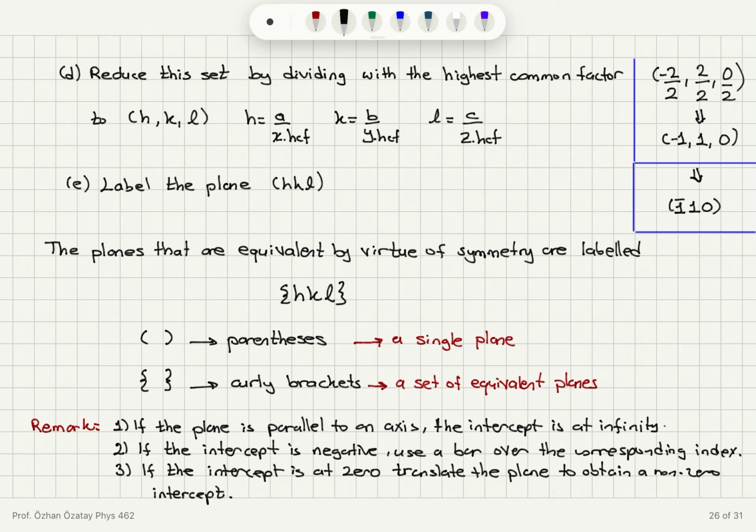The highest common factor for minus 2 and 0 is 2. So when we reduce it, we get minus 1, 1, 0. And we label the plane using parentheses (hkl), so minus 1 becomes 1 bar, 1, 0. Notice that we don't have commas between these numbers, because a comma between numbers usually represents a point in space. So in Miller index notation, there is no comma.